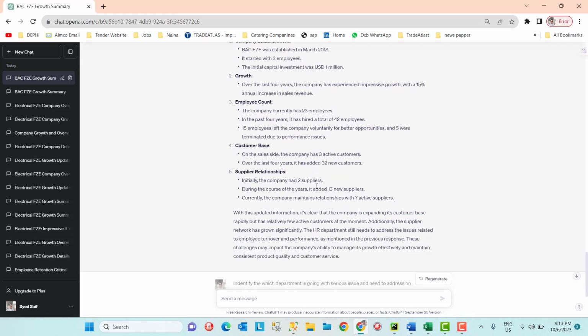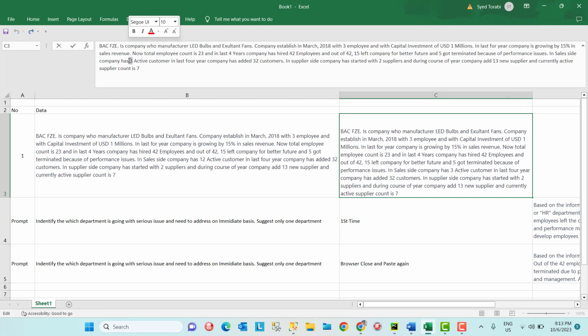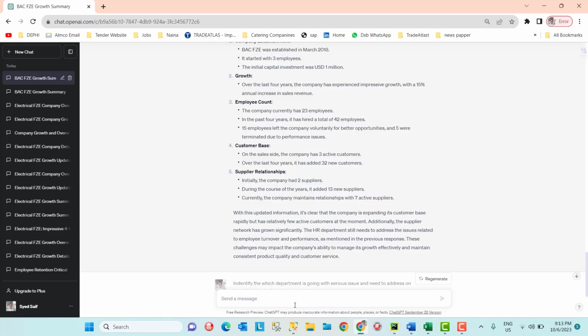So let's change the number again in the customer retention. Instead of 3, I am making it 15, because I want to understand whether there is a calculation they do somewhere in memory.